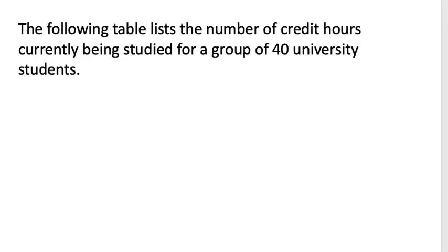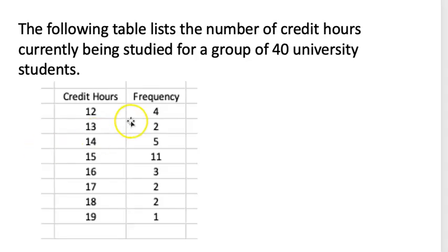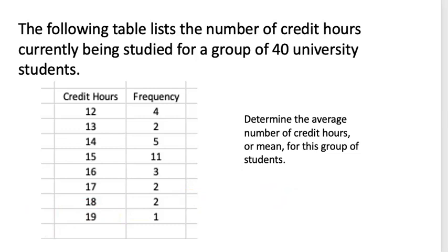But before we move on, let's look at how we find an average if we are given a frequency table. So we're going to go back and look at the number of credit hours currently being studied for a group of 40 university students. So 4 students are taking 12 credit hours, 2 students are taking 13, 5 students are taking 14 credit hours, etc. So how do we construct the average? How do we find the mean? We want the mean credit hours.